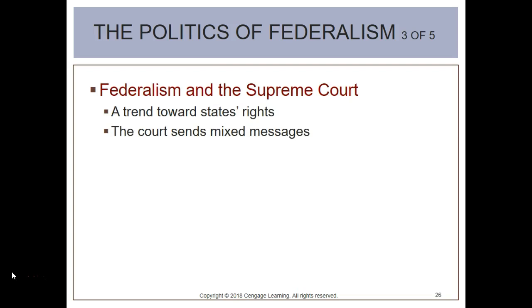Federalism and the Supreme Court. We've noticed that with the Supreme Court, a lot of appointees have been Republican, so states' rights have been emphasized. However, the court has sent mixed messages in their rulings and their case decisions as well. And a lot of those came out of the modern examples of healthcare reform and same-sex marriage.